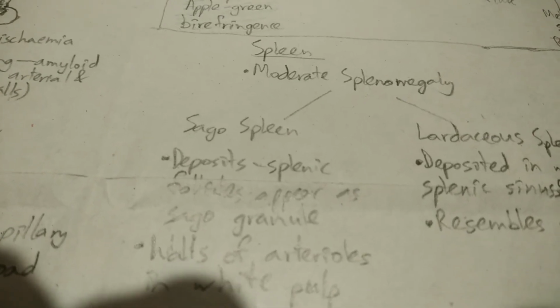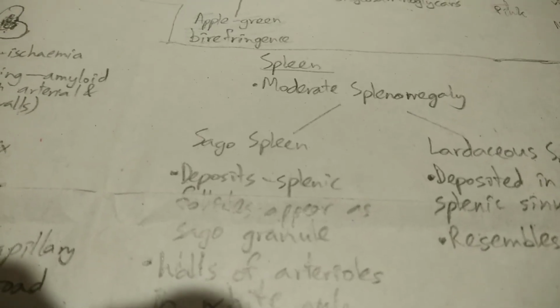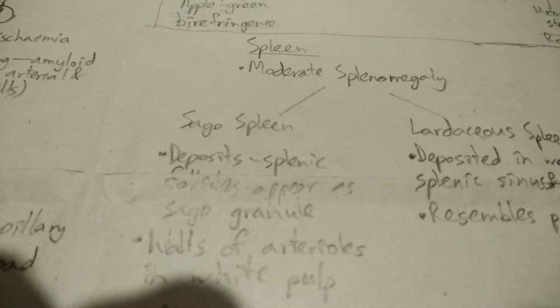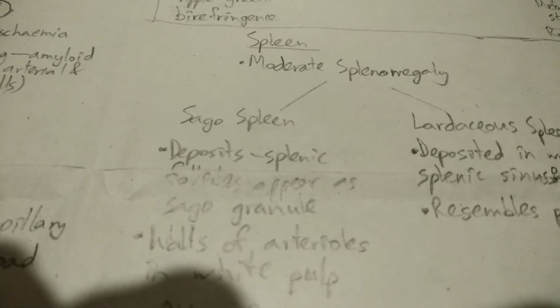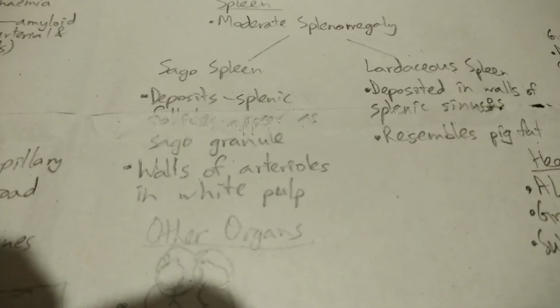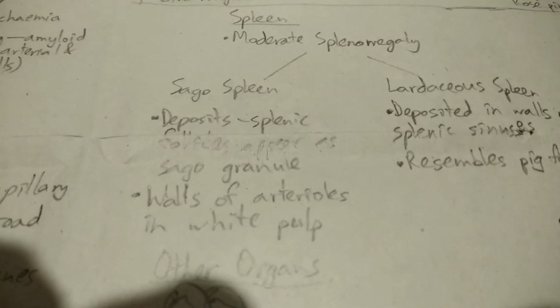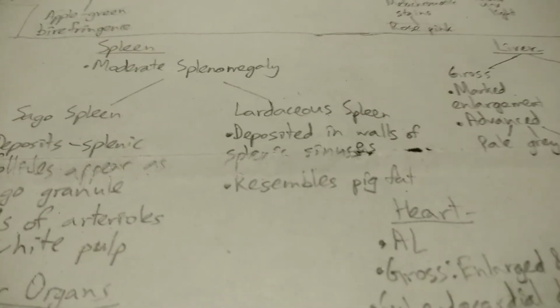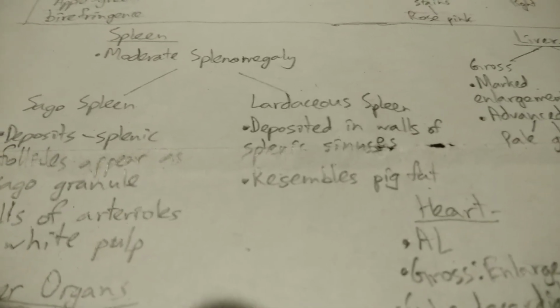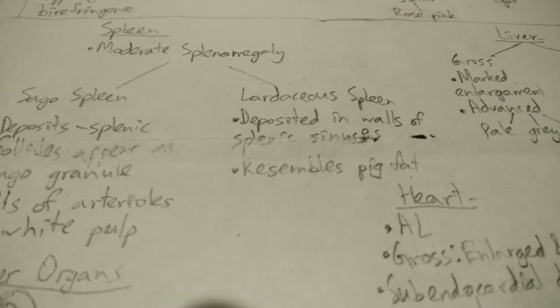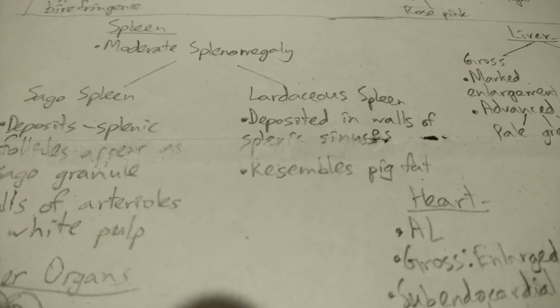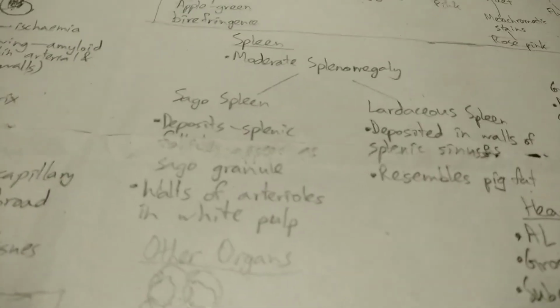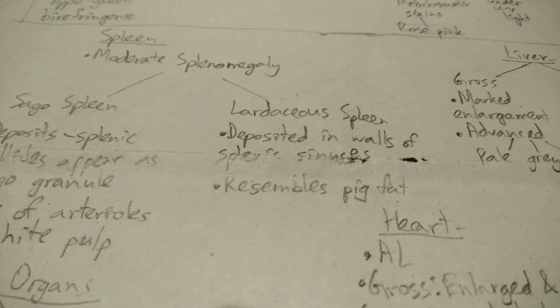All right. Now, the next organ to be affected the most is the spleen, where you can find moderate to marked splenomegaly. Now, you find two types of spleens here. One is sago spleen, where you find deposits in splenic follicles which appear as sago granules across the surface of the spleen. The walls of arterioles in the white pulp are where you find these deposits. That's a sago spleen. In lardaceous spleen, you find deposits of amyloid in the walls of splenic sinuses, and it resembles pig fat, which is why it's called lardaceous spleen. Lard meaning fat. So when the amyloid protein deposits in arterioles of white pulp, you get sago spleen. When it deposits in splenic sinuses, you get lardaceous spleen.